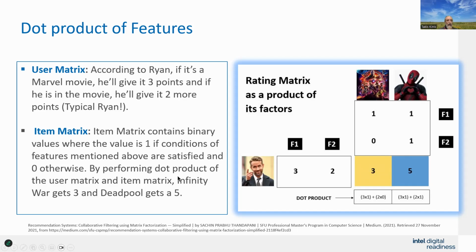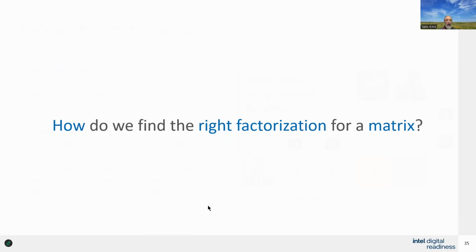By performing a dot product of the user matrix and item matrix, so we're taking those 2 separate things, Infinity War gets 3 and Deadpool gets a 5. And that's without them knowing how you would actually rank it. You see, that's the whole point. So it's extrapolated.